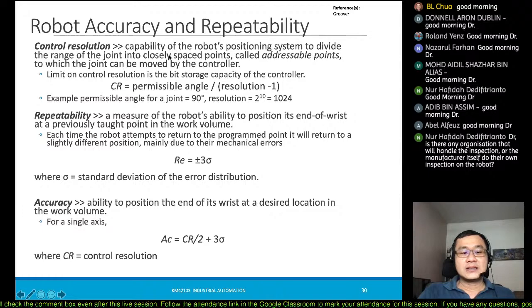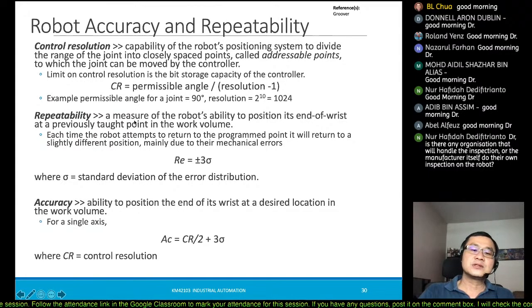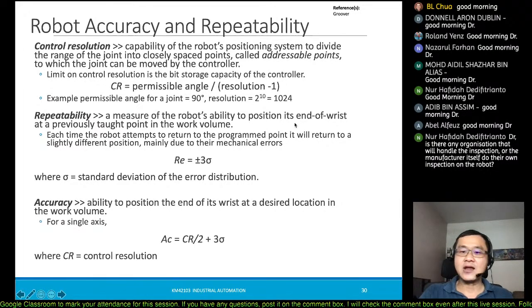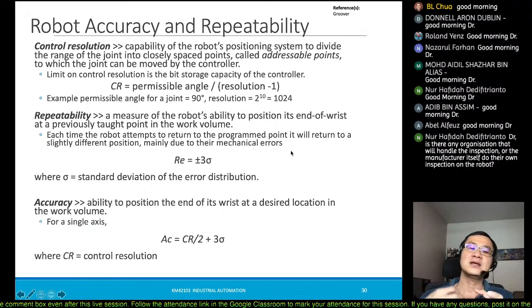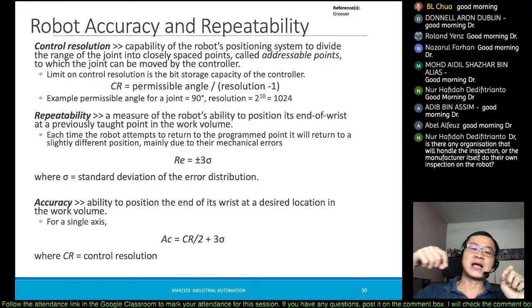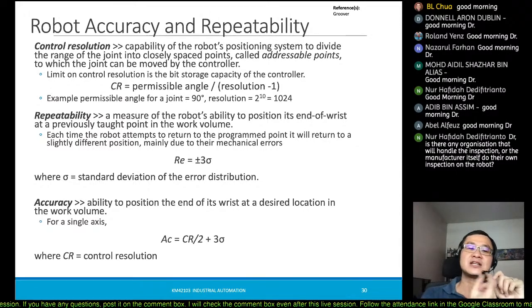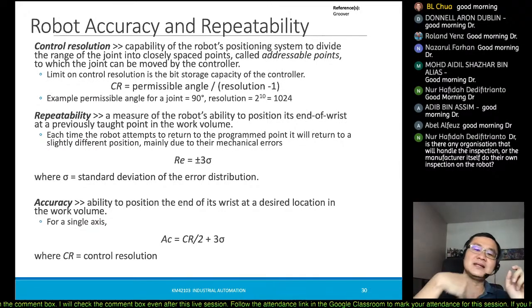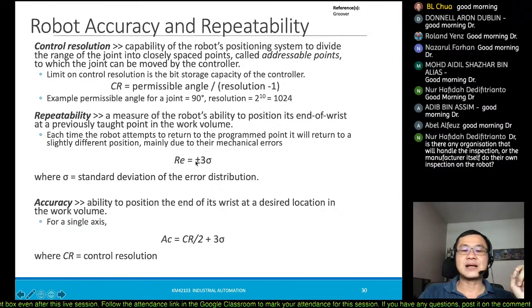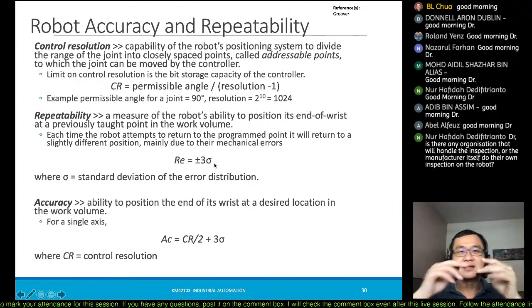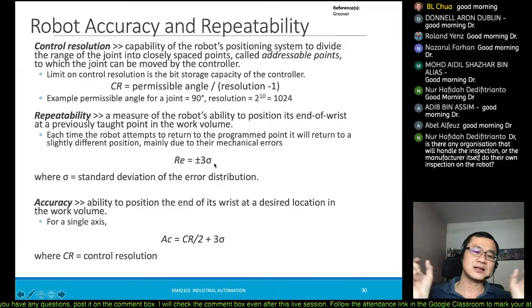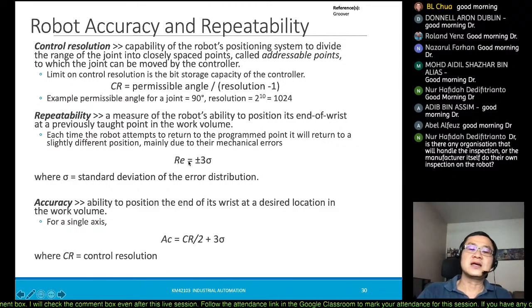The next one would be the repeatability, which is a measure of the robot's ability to position the end of the wrist at a previously taught point in your work volume. This is related to the mechanical error. You may program from point A to point B, but every time it moves, because your gear has a backlash, remember you have this mechanical error itself, the backlash will create that kind of error when you repeat it, right? So we can represent repeatability as plus minus 3 times the standard deviation of your mechanical error. If you just repeat it, you have a normally distributed curve, so 3 standard deviations of it is your repeatability.